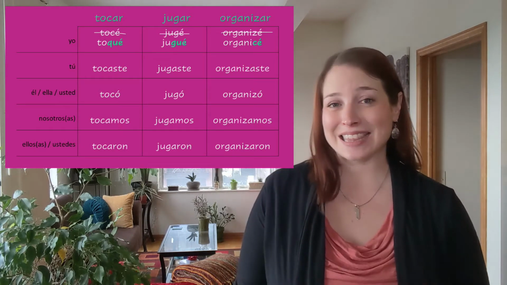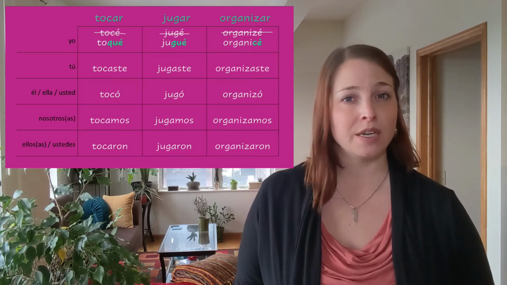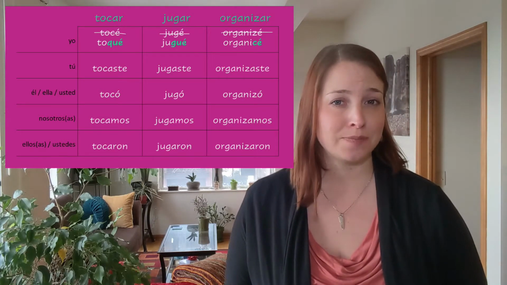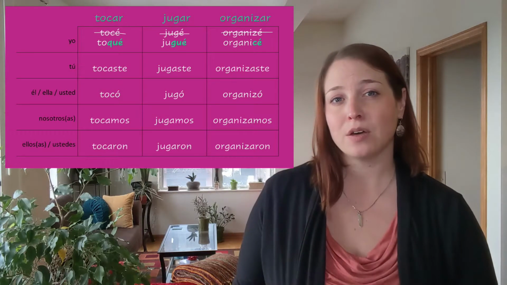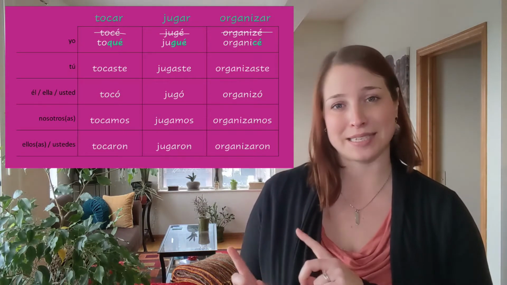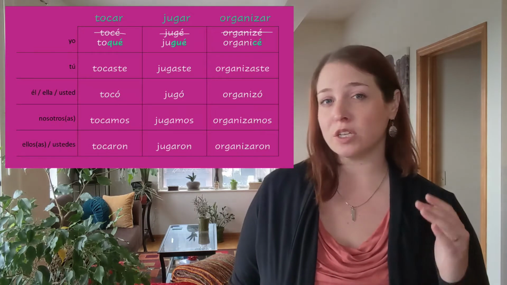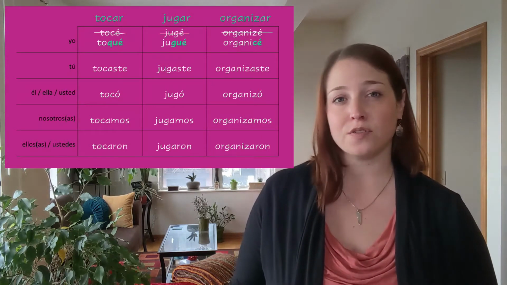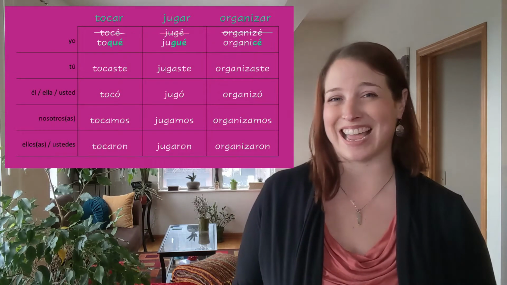So to maintain the sounds of these verbs in the yo form in the preterite, we have to make these spelling changes. So you'll have toqué, jugué, and organicé. Remember, only the yo form changes with the car, gar, zar verbs. All of the other forms take the regular preterite endings.